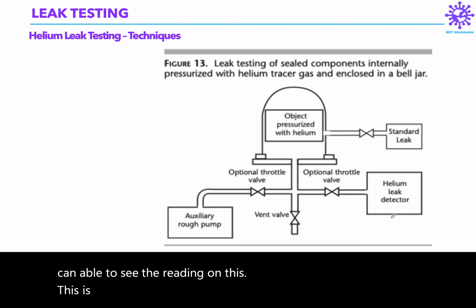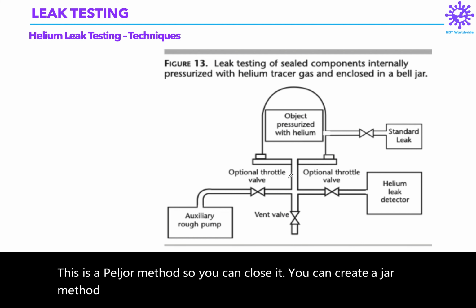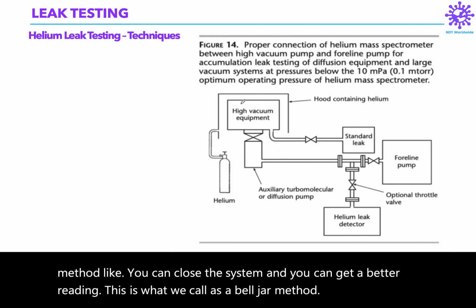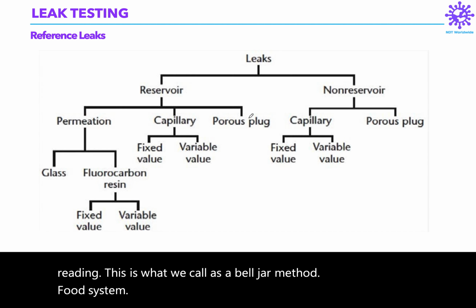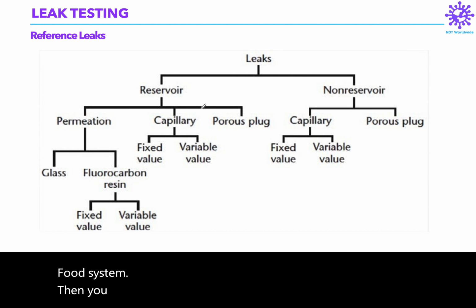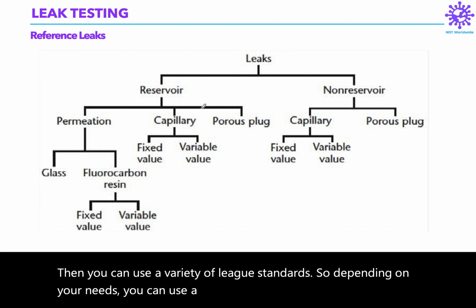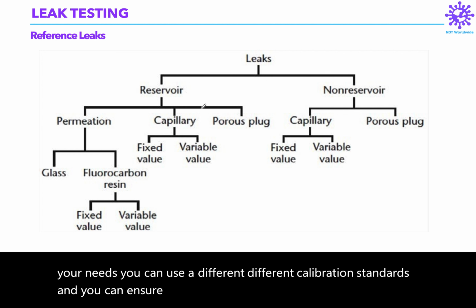This is a bell jar method. You can close the system in a jar and you can get a better reading. This is what we call the bell jar method. This is also a good system. Then you can use a variety of leak standards. Depending on your needs you can use different calibration standards, and you can ensure that you meet the required sensitivity levels.